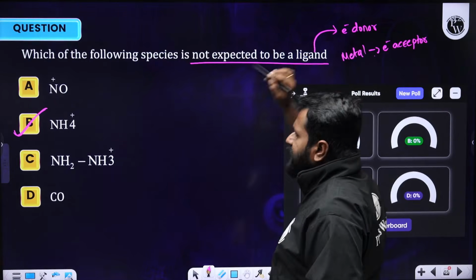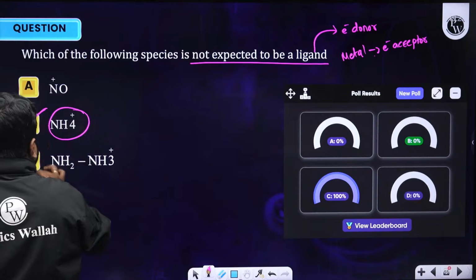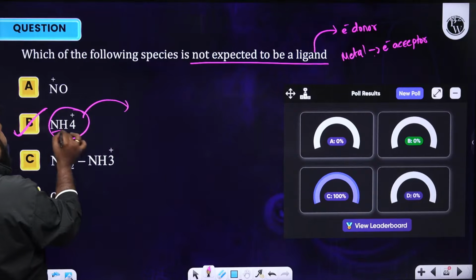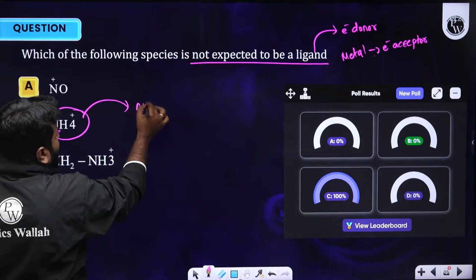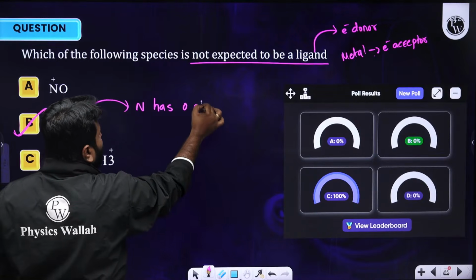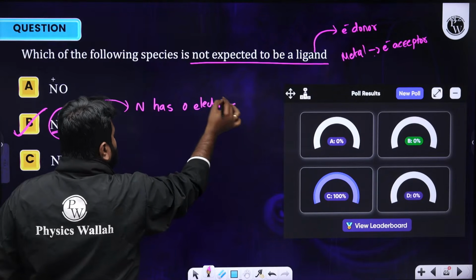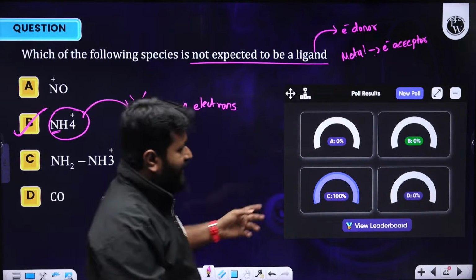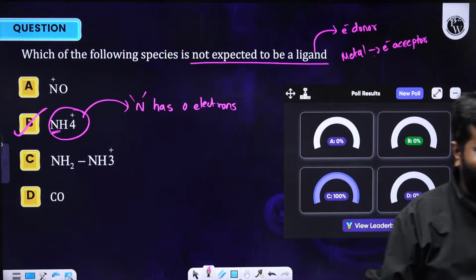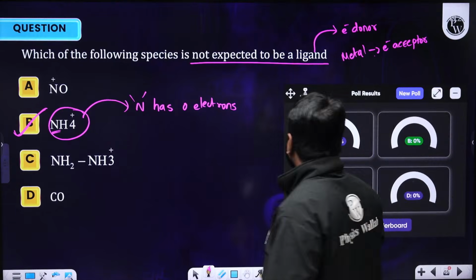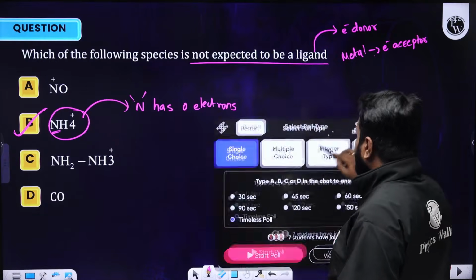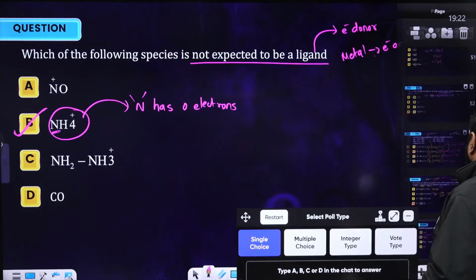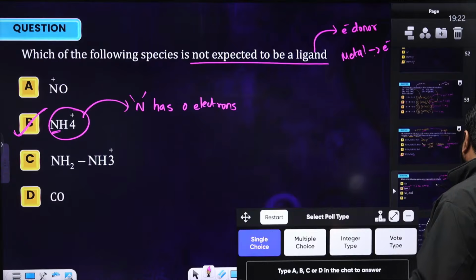Now tell me, my dear students, in NH4 plus, the central atom nitrogen has 0 electrons. So is it possible for nitrogen to act as a ligand? No. So what is the correct answer? Option B is the correct answer. Everybody getting the point, my dear students? How to solve these types of questions, right?